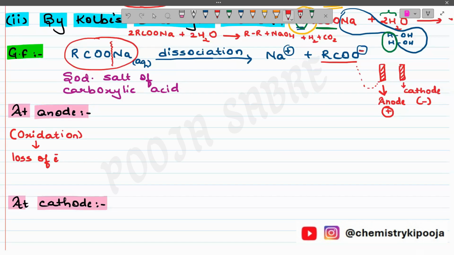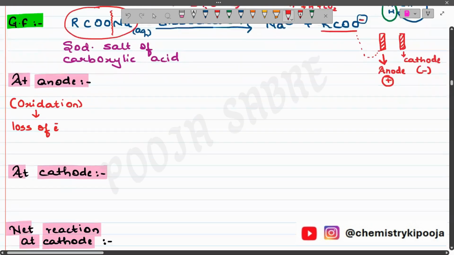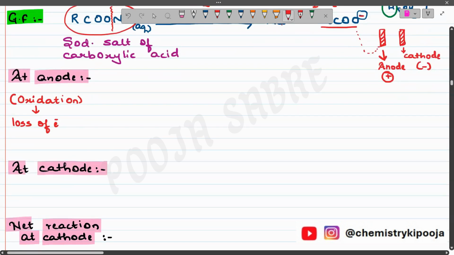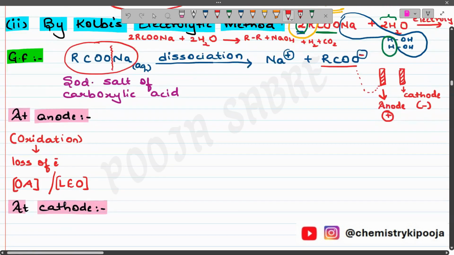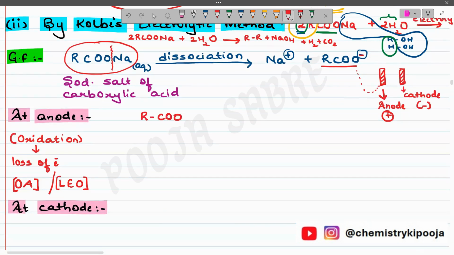So at the anode, there is loss of electrons. Clear? Always remember the simple trick OA. OA stands for oxidation at anode, or you can just simply remember LEO. This is loss of electrons means oxidation. So these are the simple mnemonics you can make. Now, what is going to happen? This RCOO, I'm going to write it down at the anode. So this is RCOO. Clear?